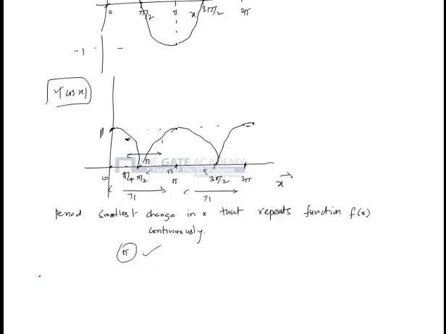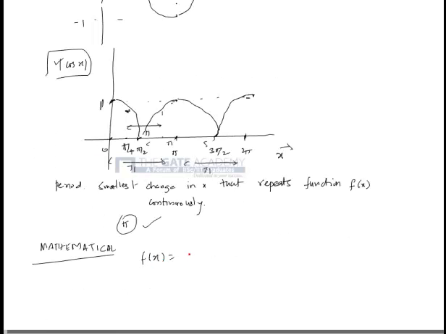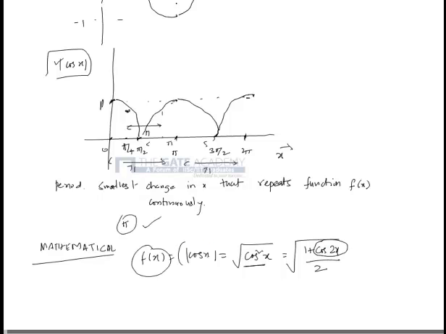Let's do it mathematically also, without drawing any graphs. I prefer the graphical way because it gives a lot of insight into the problem. The mathematical way is simple. Mod cos x, I can write as root cos square x, and then use the trigonometric identity that 1 plus cos 2x is 2 cos square x. So cos square x will be (1 plus cos 2x) by 2. Now the period of mod cos x is basically the period of cos 2x.